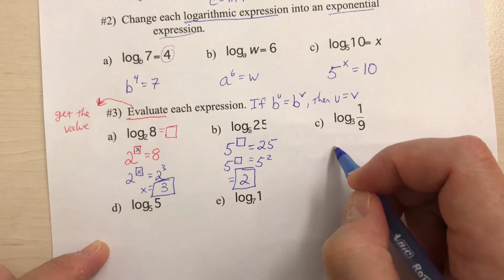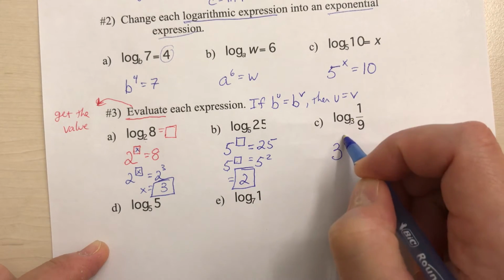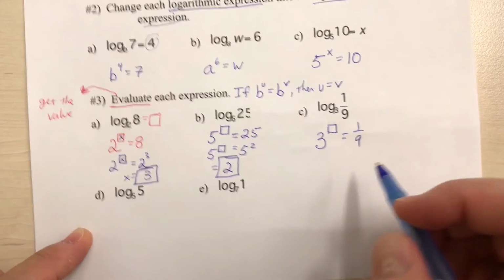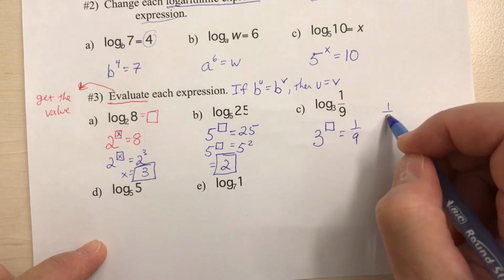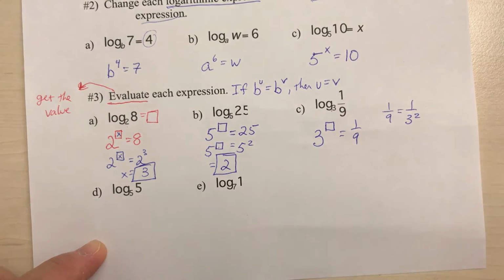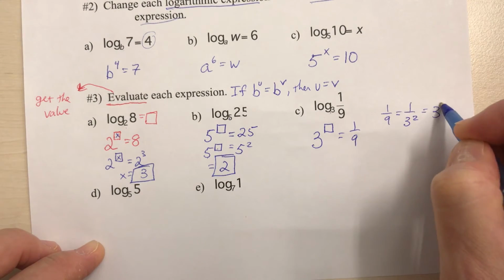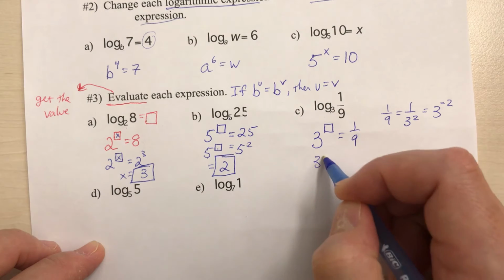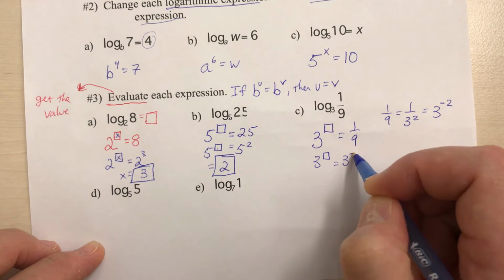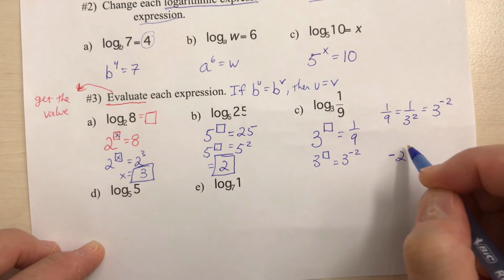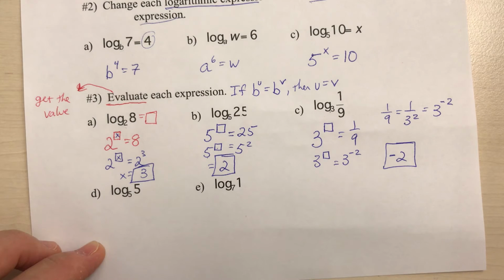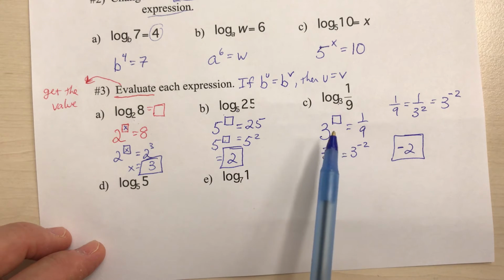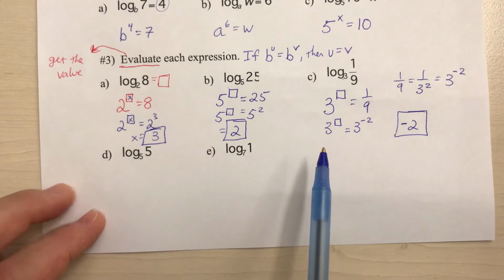Now the log base 3 of 1/9, 3 raised to something equals 1 over 9. Now when we look at that, 1 over 9 is the same as 1 over 3 squared, but we can also write that as 3 raised to the negative 2. We can use a negative exponent for that. So we've got 3 raised to something equals 3 raised to the negative 2, so that something is equal to negative 2. So we can evaluate these logarithmic expressions by changing them to exponential and then just working it out, just thinking our way through the problem here.